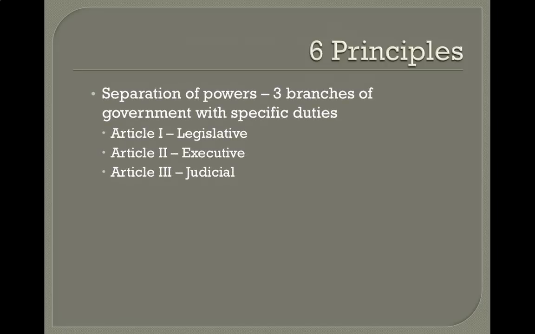The 4th principle is separation of powers. There are 3 branches of government with specific duties. Article 1 is legislative. Make sure you know that we call that Congress here in the United States, and they are responsible for making laws. Article 2 is the executive branch. That's the president, the vice president, and the cabinet. They are responsible for enforcing laws. And then Article 3 is the judicial branch. That is the courts, and they are responsible for interpreting the law.